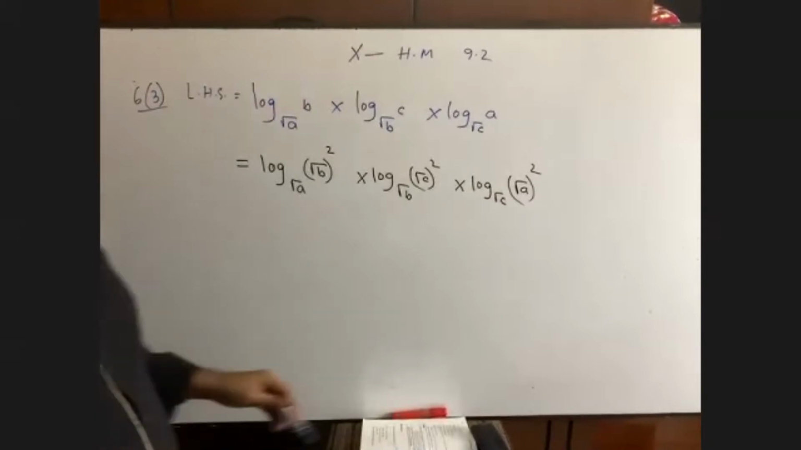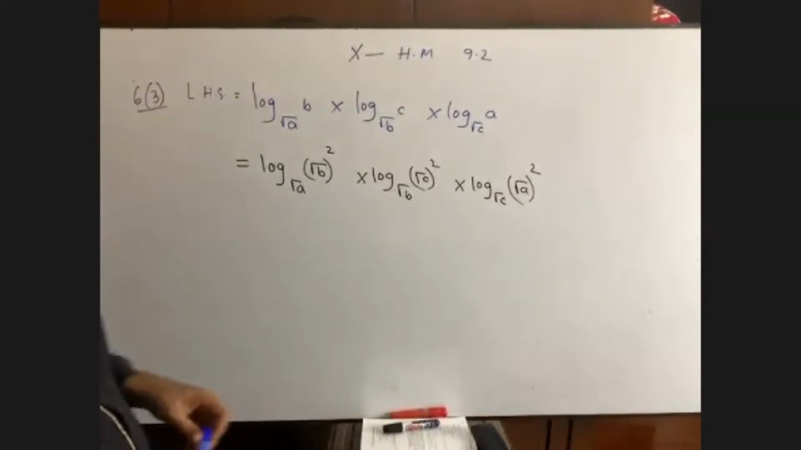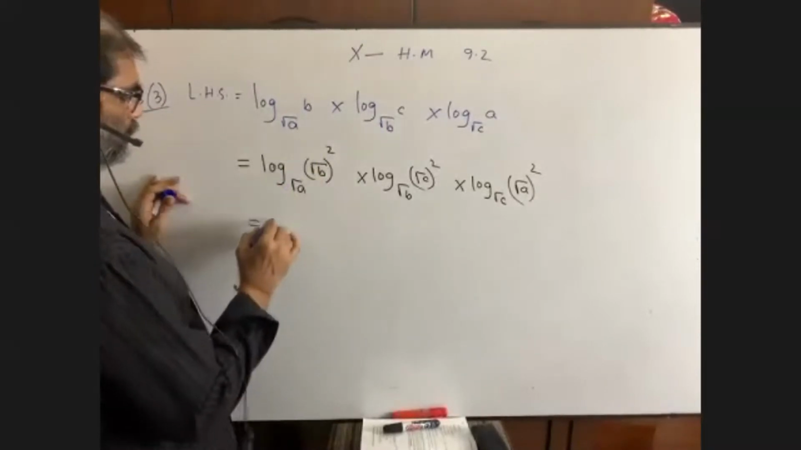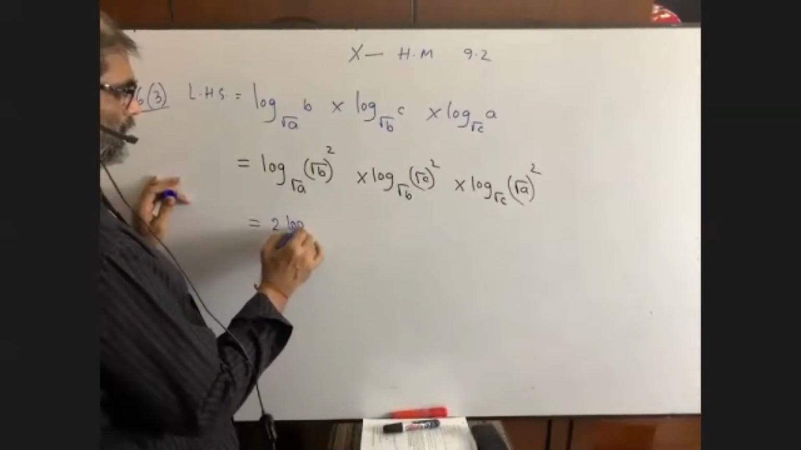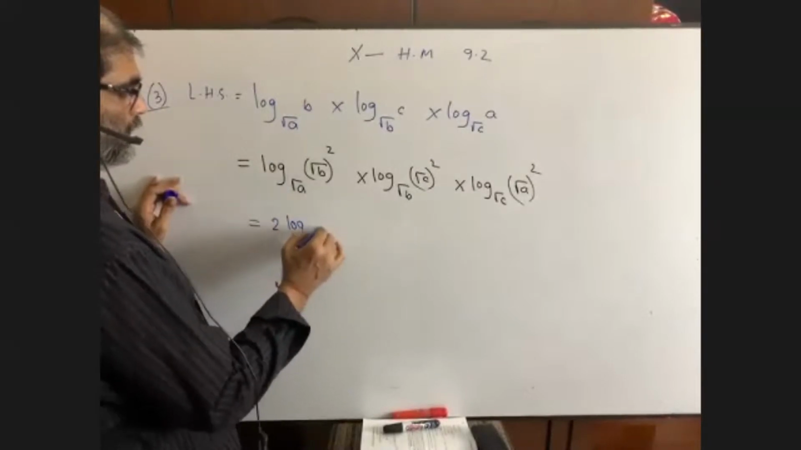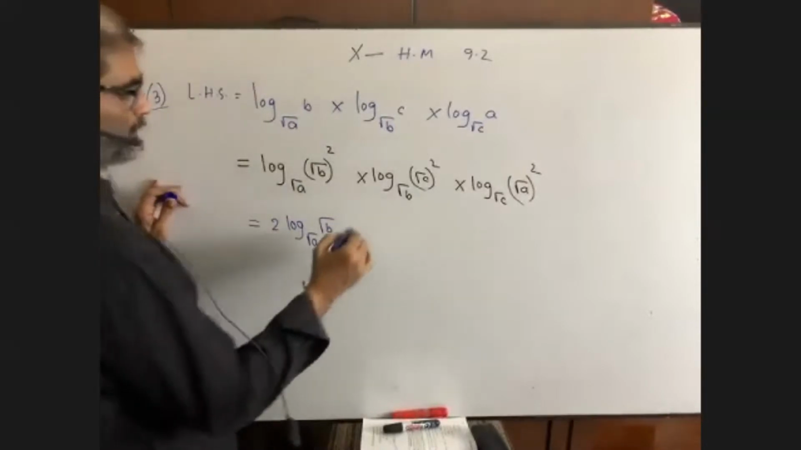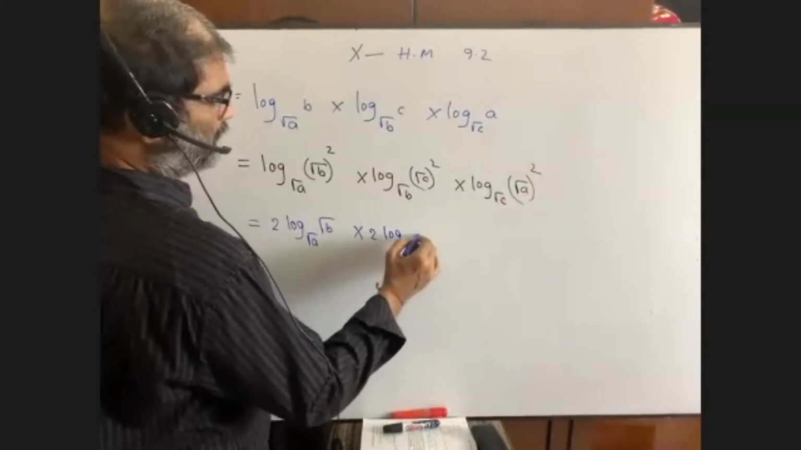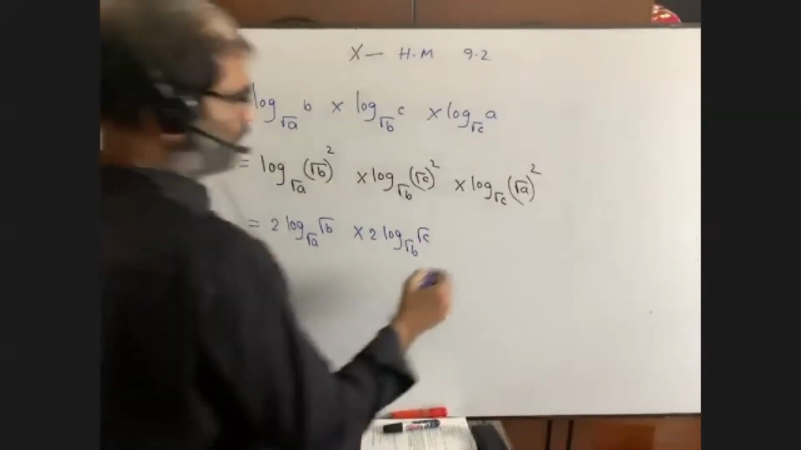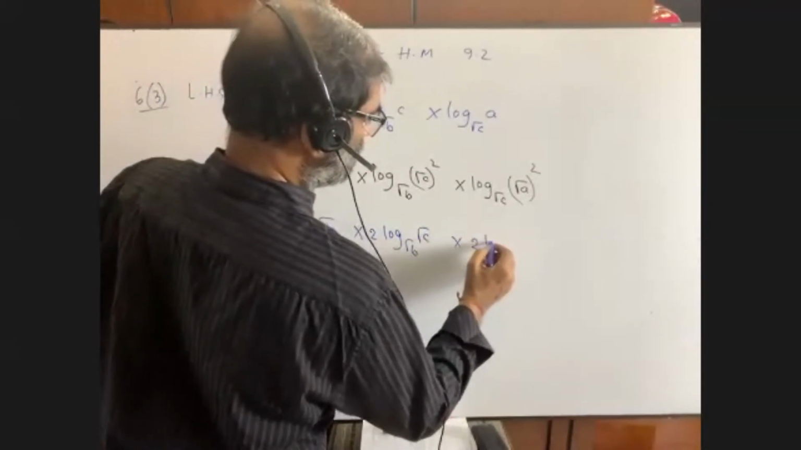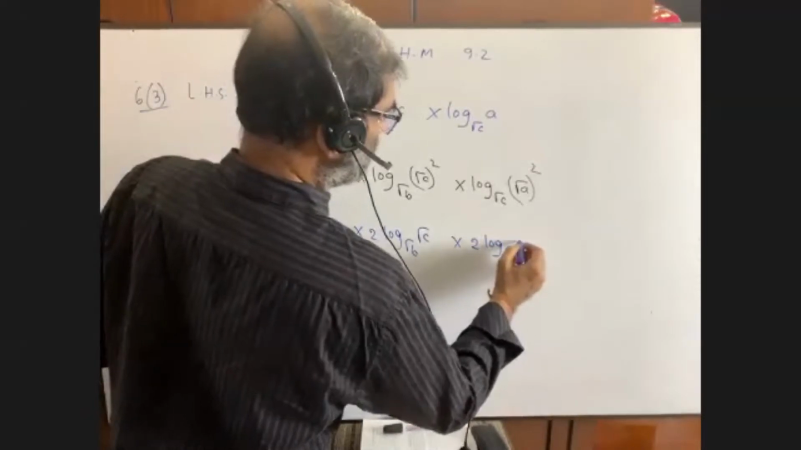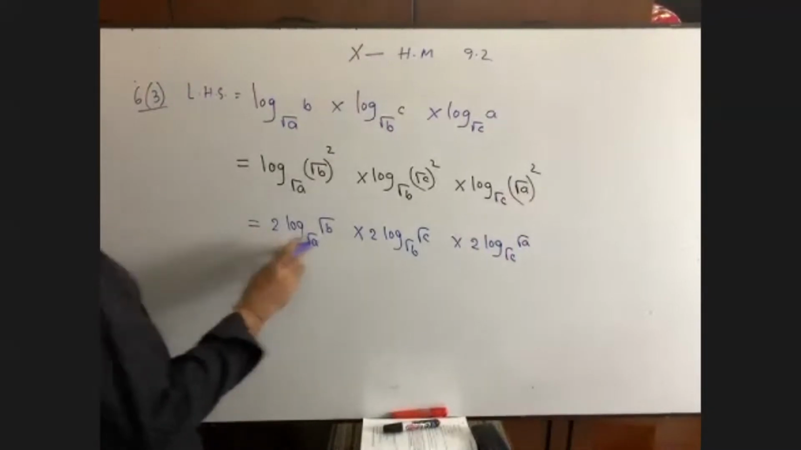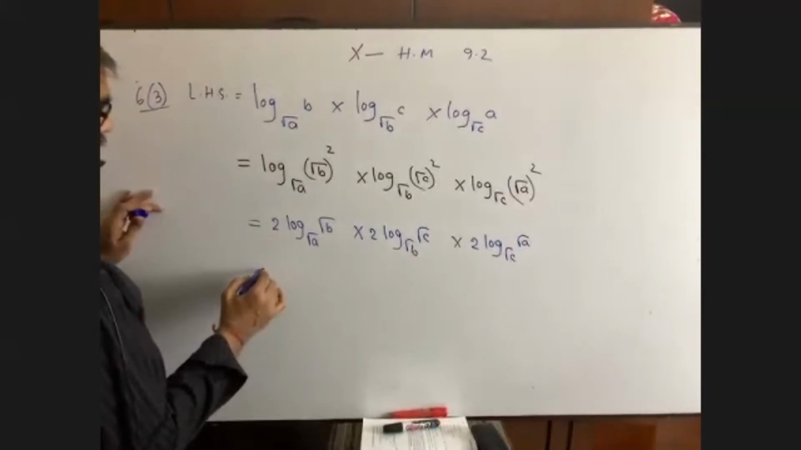Now, we know a formula that is, you see, these two will be coefficient. 2 log root A root B into 2 log root B root C into 2 log root C root A. Okay, so we are getting 2, 2, 2. That is equal to 8.